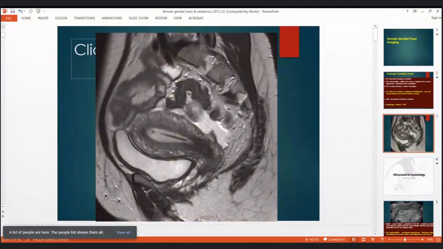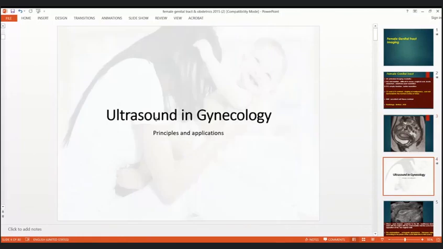This is a sagittal MRI scan of the pelvis. This is the uterus, and this is the cervix. This is the urinary bladder. We start with the role of ultrasound in gynecology.